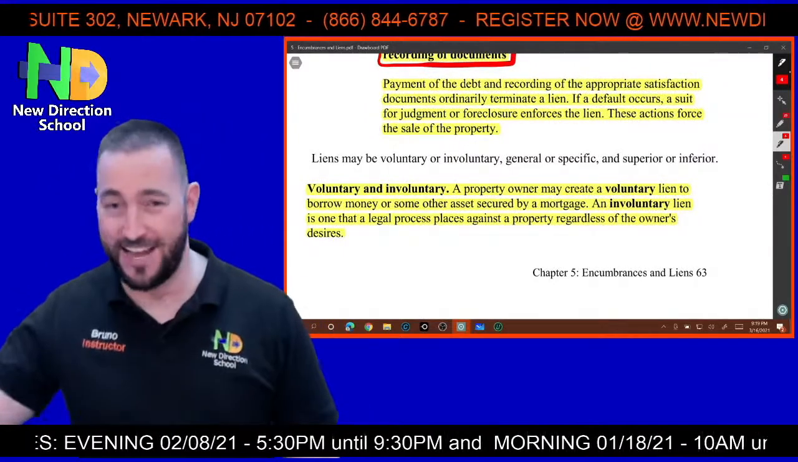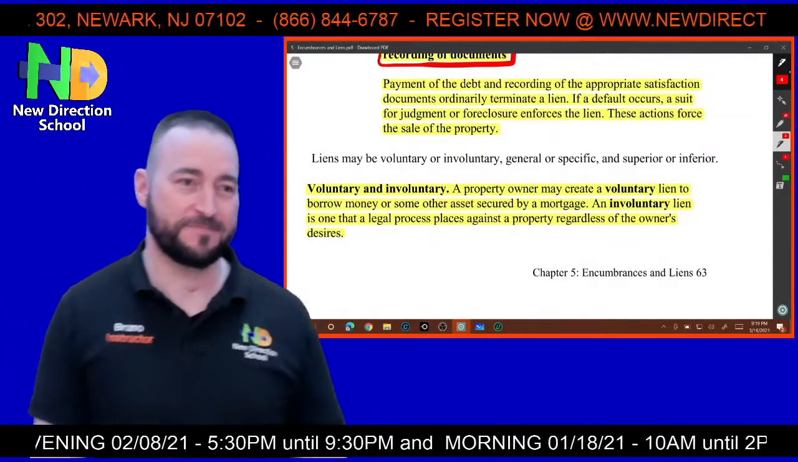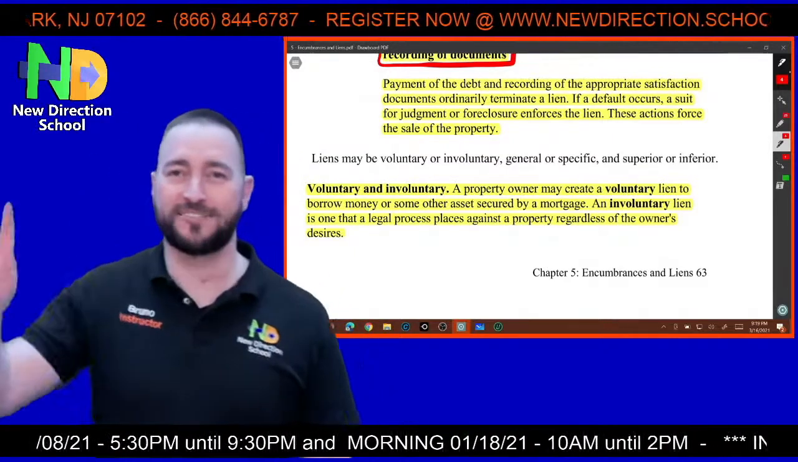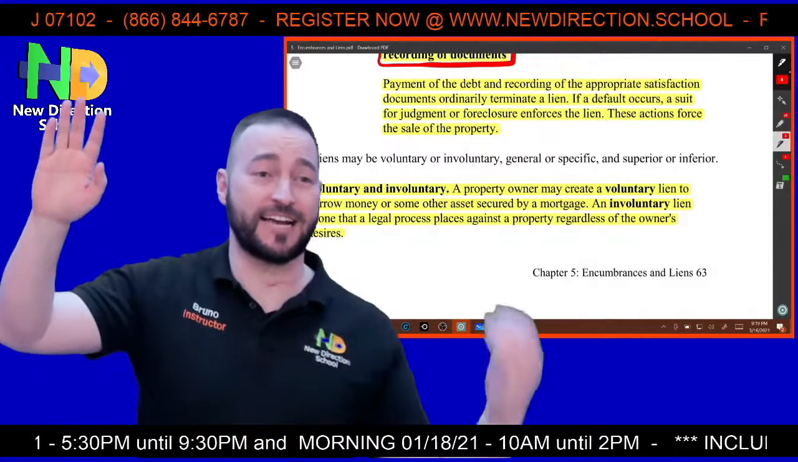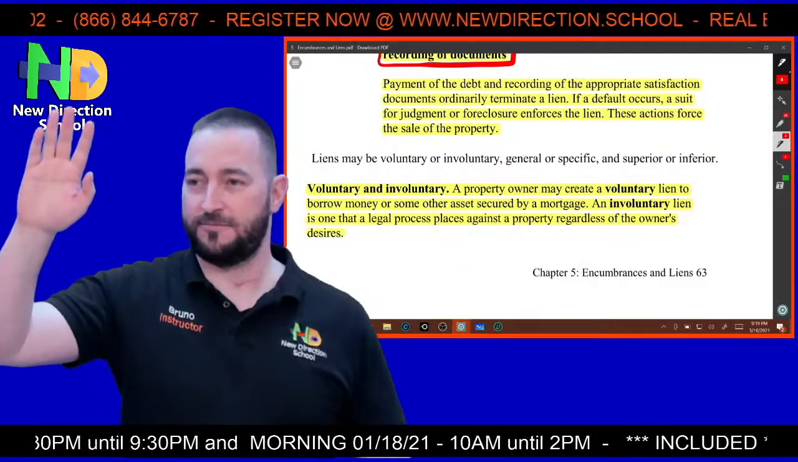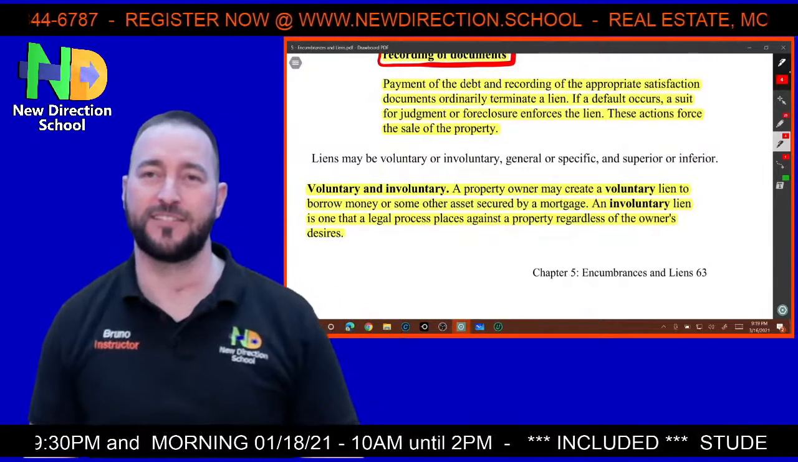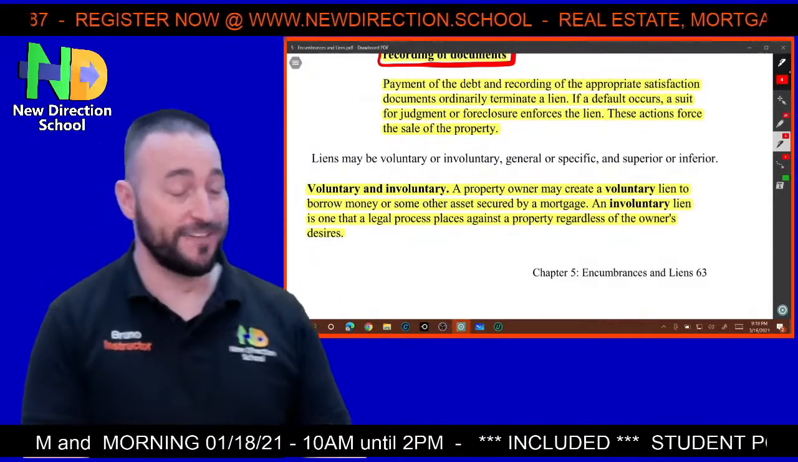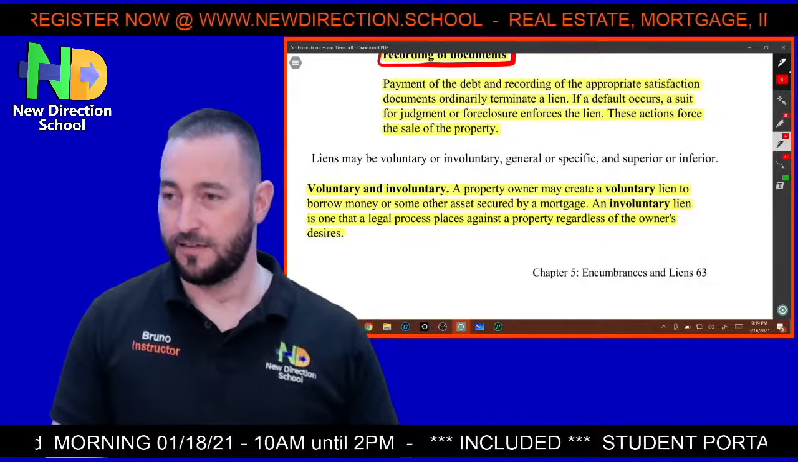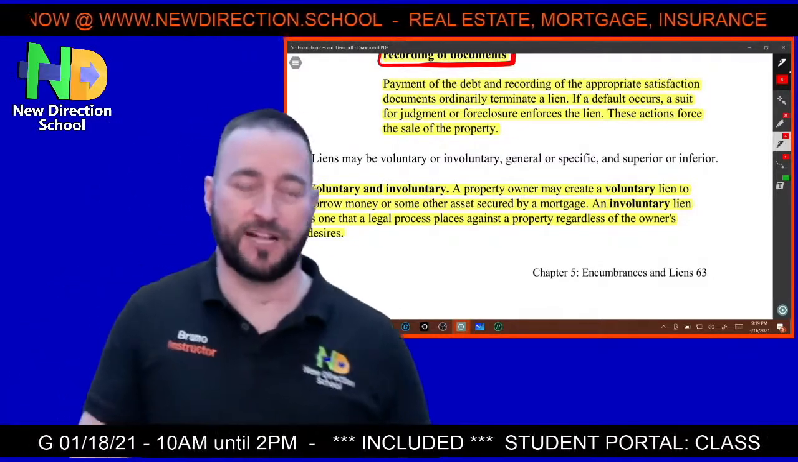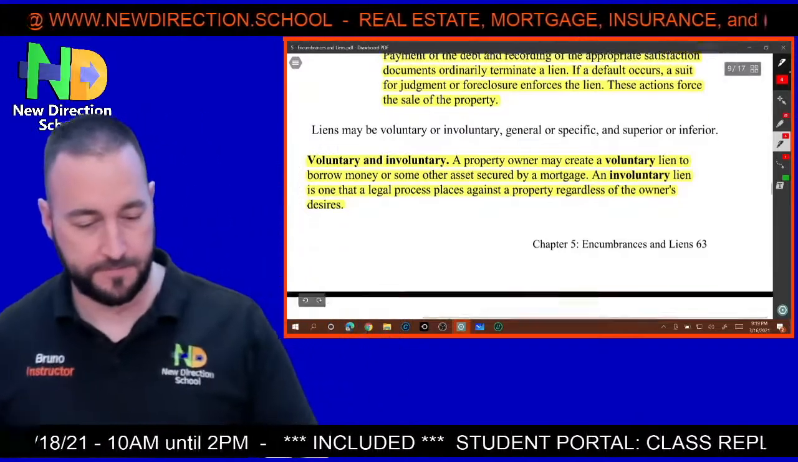What about an example of an involuntary lien? Something you never asked for, but it's always there. Taxes, Andrea, right there. Taxes. Who asked for taxes? Raise your hand if you ever said, hey, tax me. Anybody? No? That's why it's involuntary. You still have to pay, right? But nobody wants to pay, right? So it's involuntary liens. Very good. Okay?